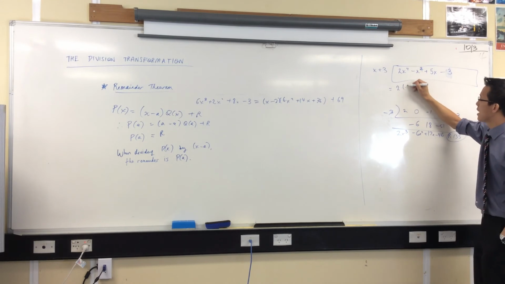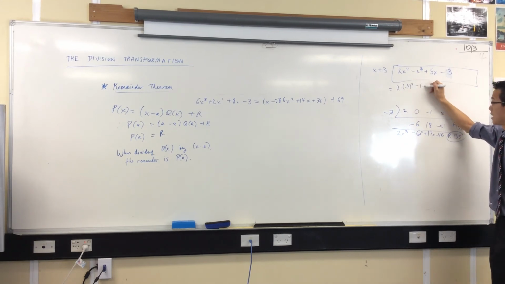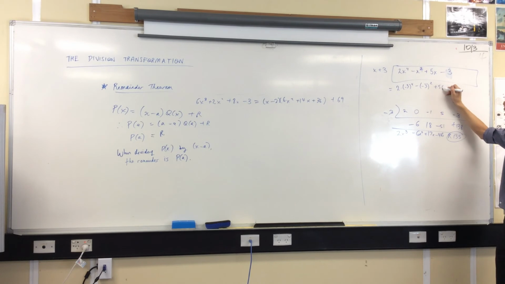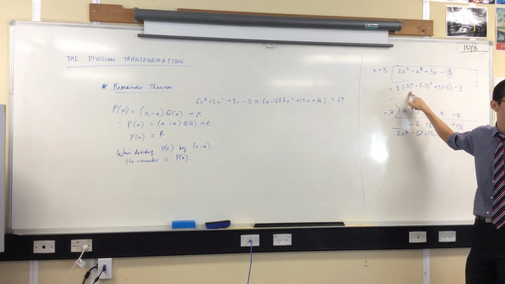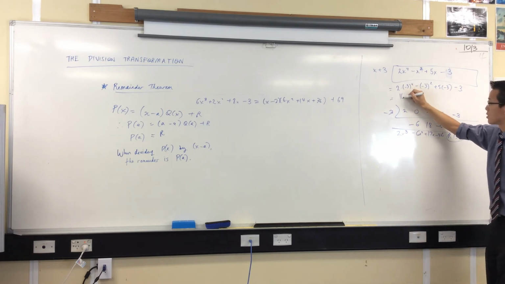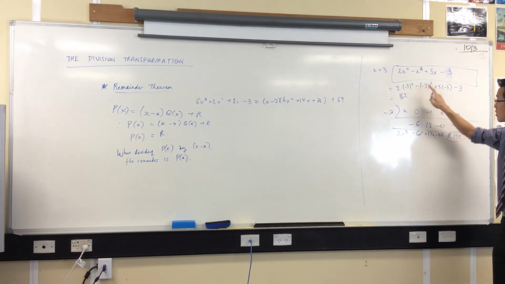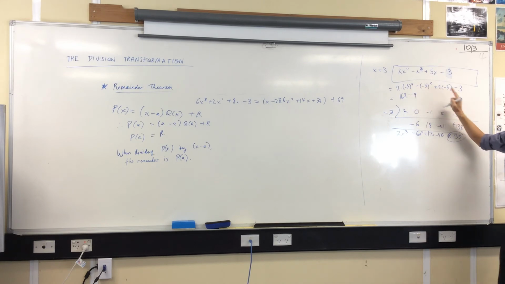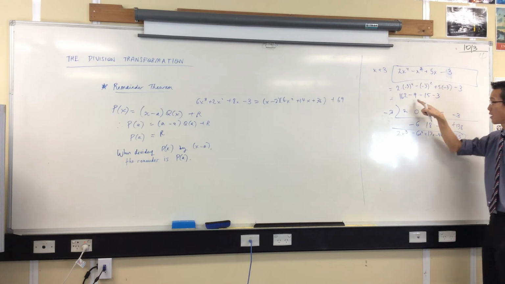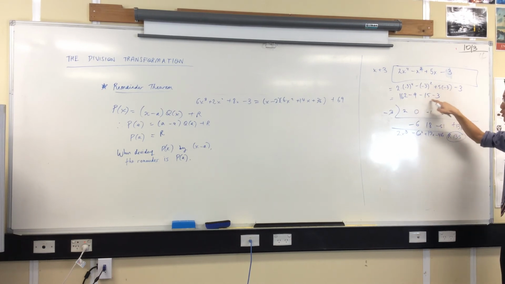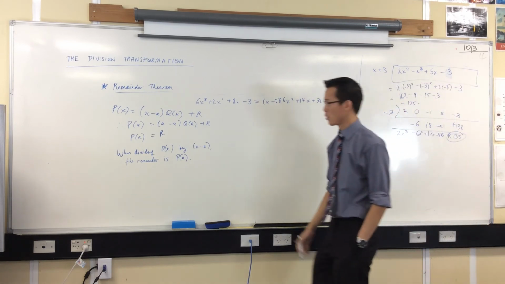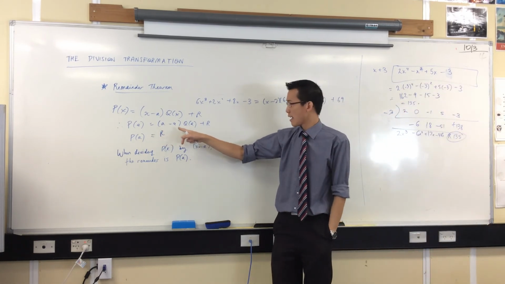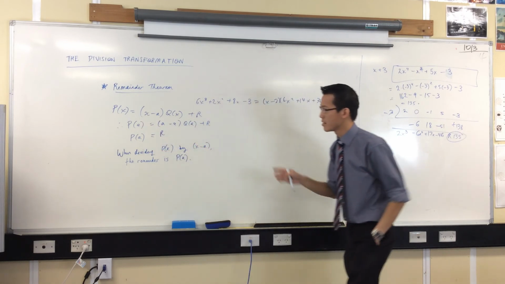2 times negative 3 to the 4 minus negative 3 squared plus 5 times negative 3 minus 3. Negative 3 to the 4 is 81. Double it, 162. Minus 9. Minus 15. Minus 3. That's minus 24, 27. Looks like it checks out to me. Which we ought to expect it to. Algebraically it makes sense.